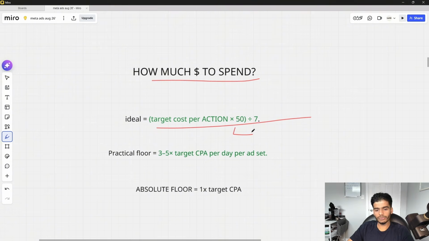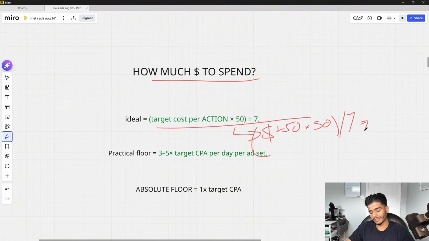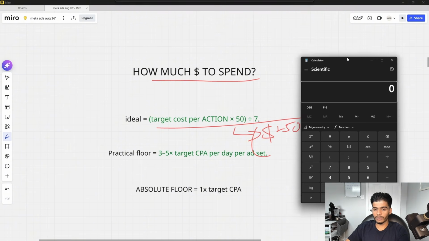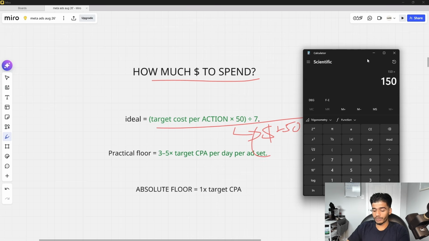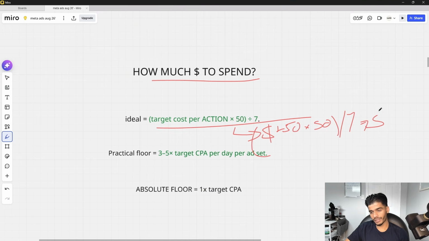Meaning, if your target cost per action, which is your cost per call, cost per lead, cost per show, whatever that is for you, let's say it's 150 for the ease of understanding, you multiply it by 50 and you divide it by 7. Why is this? Let's do the math right here. So 150 into 50 divided by 7, right? So this should be your budget. Ideally, if your target CPA is 150, it should be $1,000 a day. So 30 grand a month, not a lot.